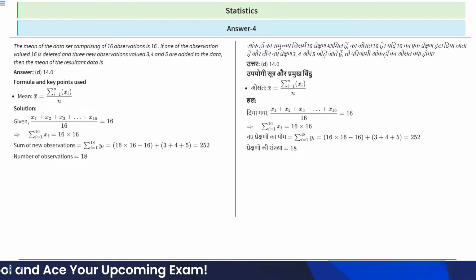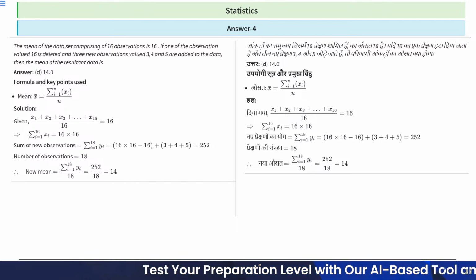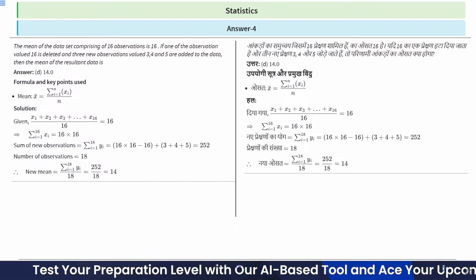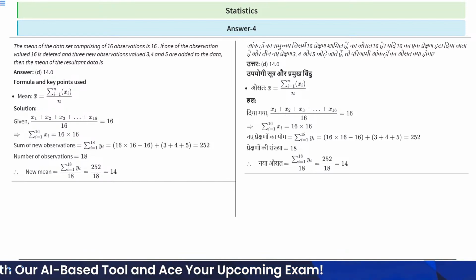Therefore, the number of observations has increased by 2, which is equal to 18. Therefore, the new mean is equal to summation of i equal to 1 to 18 yi upon 18, which is equal to 252 upon 18, which is equal to 14. Clear? Then the mean of the resultant data will be 14. Therefore, option D, 14, is the right choice. Got it?